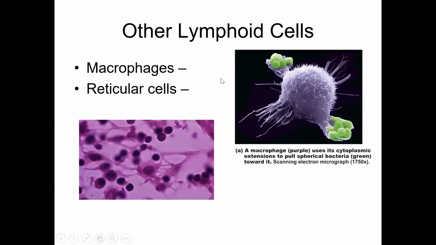There are other cells involved in the lymphatic immune system. Macrophages developed from which type of cells? Do you remember? Macrophages are developed from monocytes. Okay, reticular cells. These cells are fibroblast-looking cells, but they can secrete reticular fibers, and you can see a lot of these type of cells in the lymph nodes.